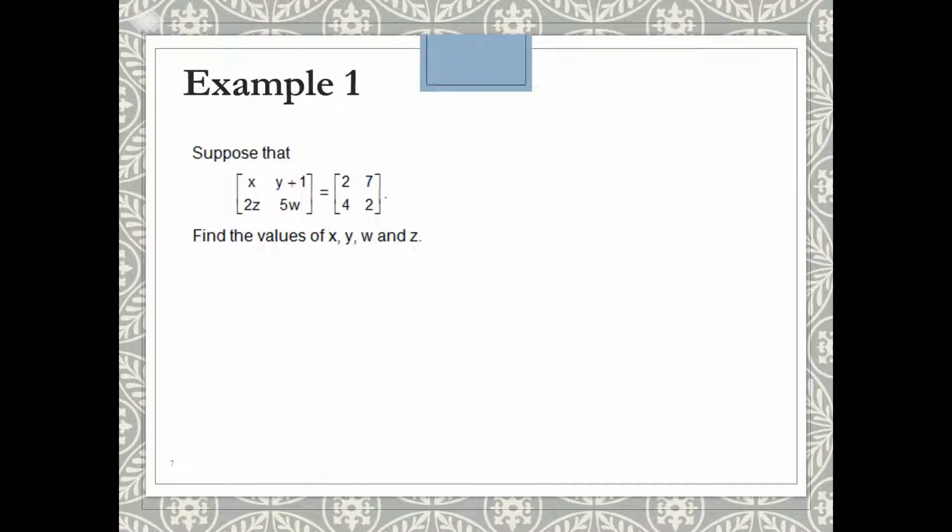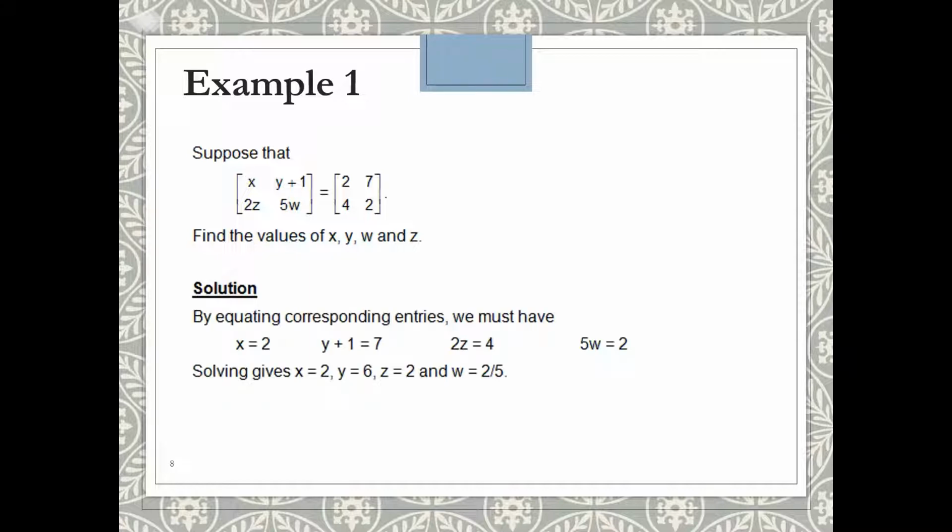Let's refer to the first example. Suppose that the following two matrices are equal. You need to find the values of X, Y, W, and Z. By equating the corresponding element, you should get X equal to 2, Y plus 1 equal to 7, therefore Y is 6, 2Z equal to 4, therefore Z equal to 2, 5W equal to 2, therefore W equal to 2 over 5.